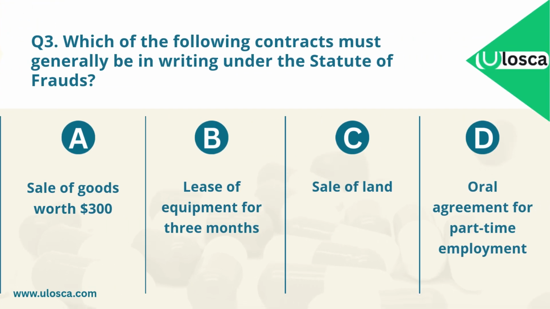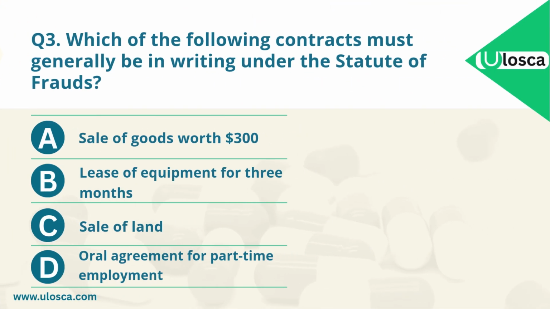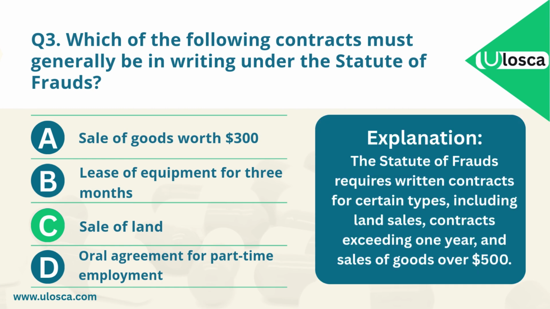Question 3. Which of the following contracts must generally be in writing under the statute of frauds? A. Sale of goods worth $300. B. Lease of equipment for 3 months. C. Sale of land. D. Oral agreement for part-time employment. Which one is the correct answer? The correct answer is C. Sale of land. Explanation. The statute of frauds requires written contracts for certain types, including land sales, contracts exceeding 1 year, and sales of goods over $500.